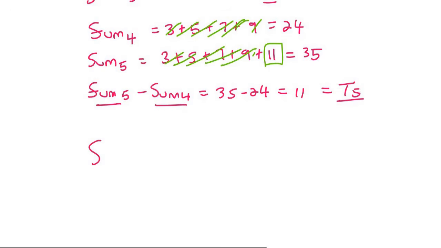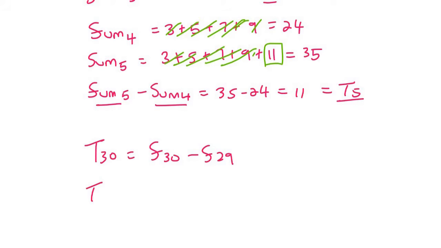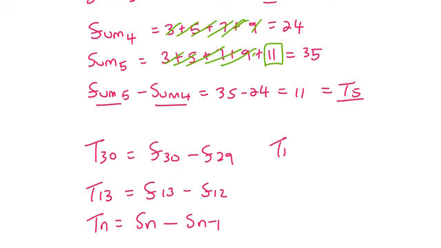If you want to find term 30, then you say sum of 30 minus sum of 29. If you want to find term 13, then you say sum 13 minus sum 12. If you want to find the general formula, Tn, then you say Sn minus Sn minus 1. One more, term 15, you would say S15 minus S14. See that? That is a mathematical property that you need to know.